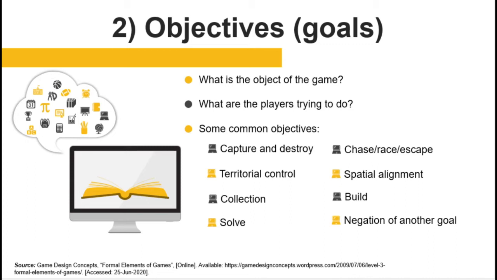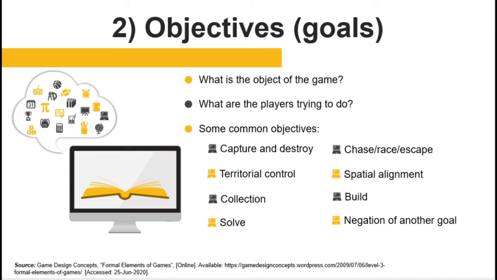Some common objectives: capture and destroy, which means eliminating your opponent's pieces from the game. Chess and Stratego are some well-known examples where you must eliminate the opposing forces to win. Territorial control, where the focus is not necessarily on destroying the opponent, but on controlling certain areas of the board. Risk and Diplomacy are examples.